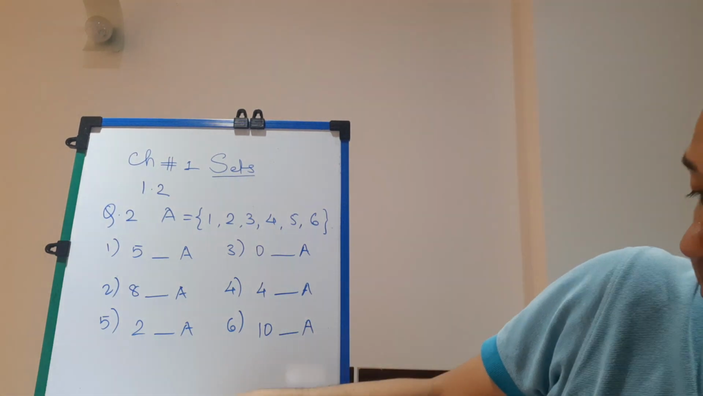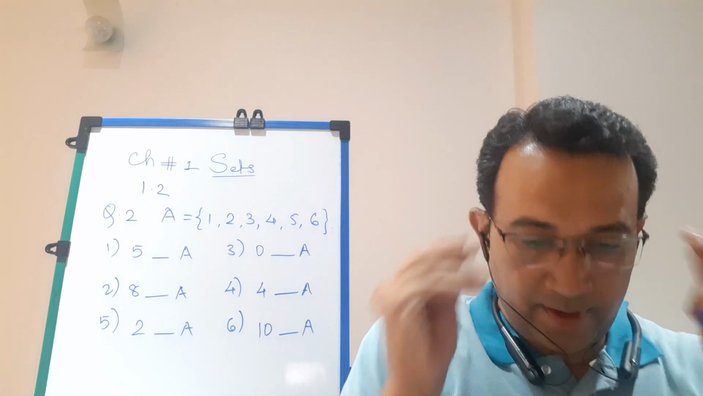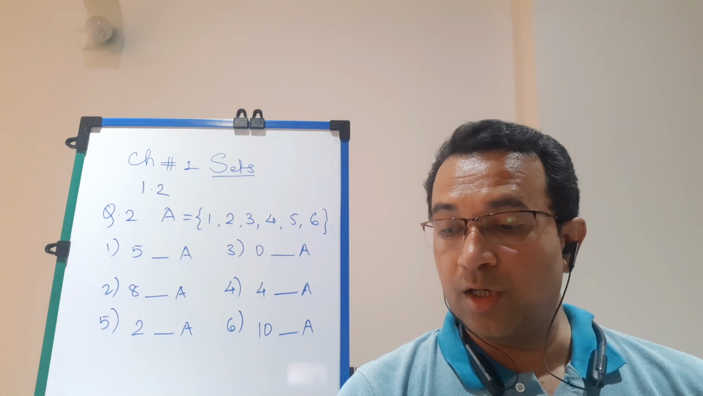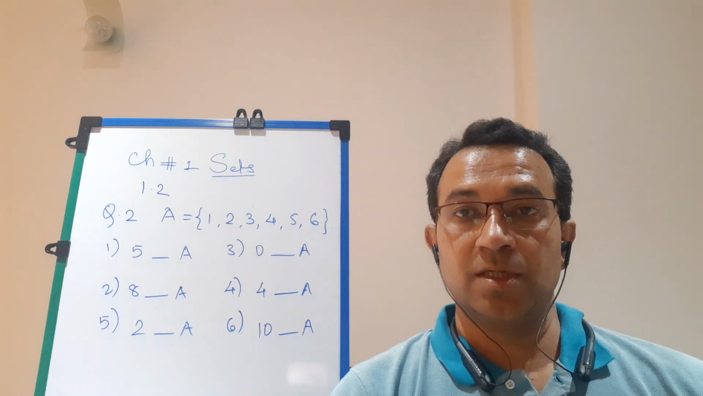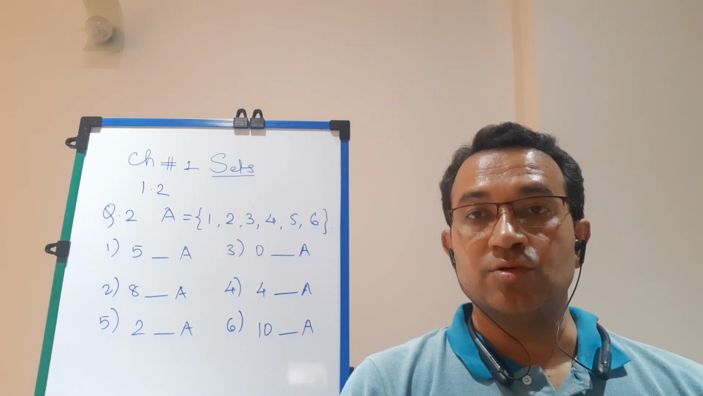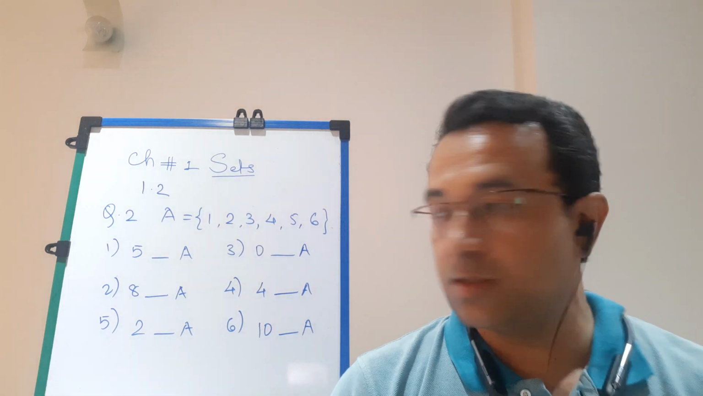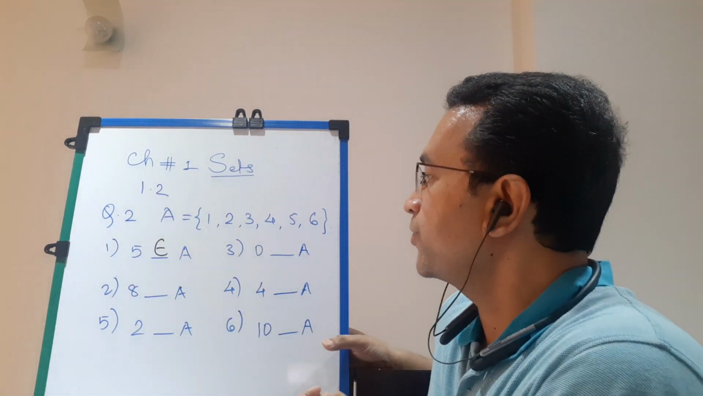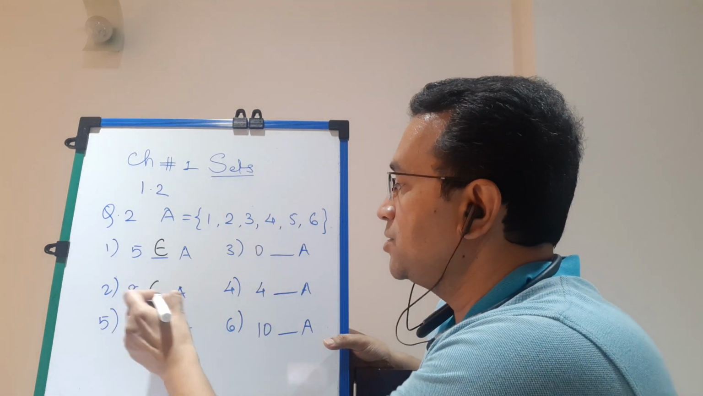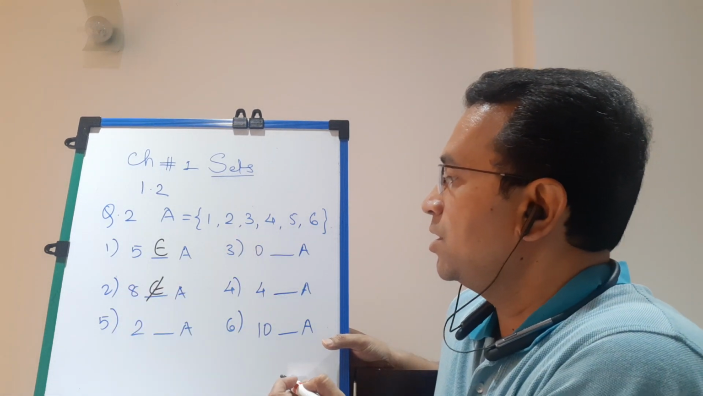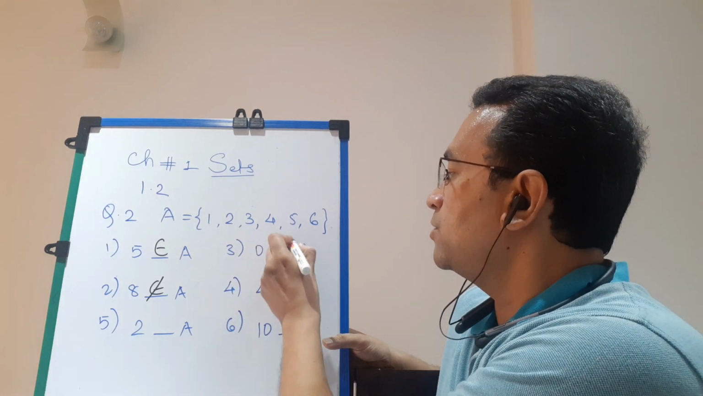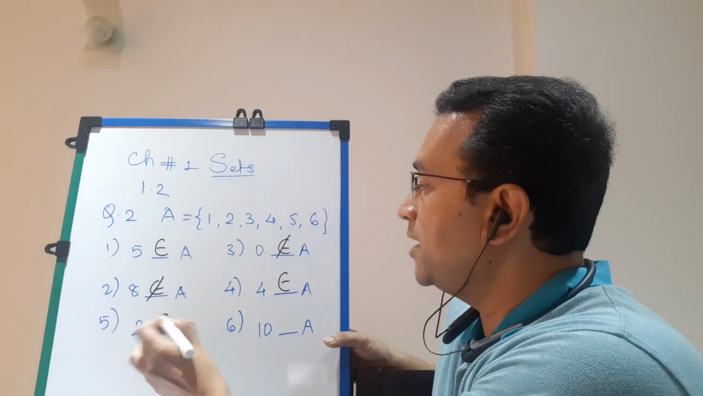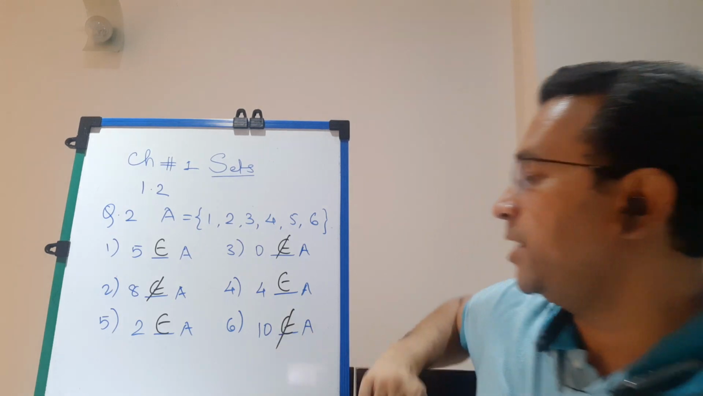Students, okay, now pay attention. Here we have to insert the symbol belongs to or does not belong to. Which symbol do I have to insert? Now you can tell me, 5 is an element of set A. So here I have to insert belongs to. 8 is not an element of set A, so does not belong to. Third, 0 is not an element of set A. Fourth, 4 is an element of set A. Fifth, 2 is an element of set A. 10 is not an element of set A.